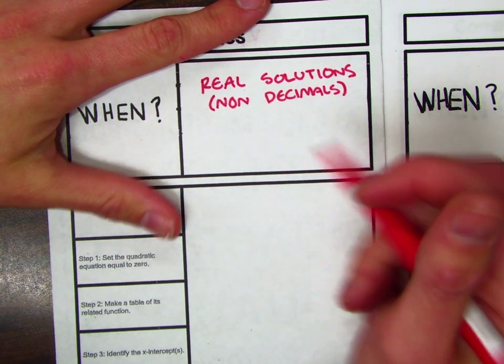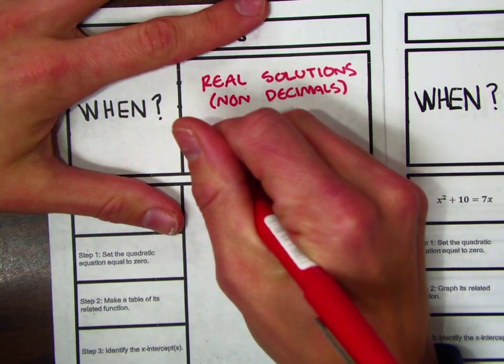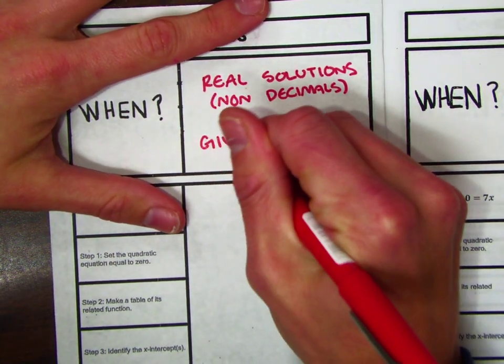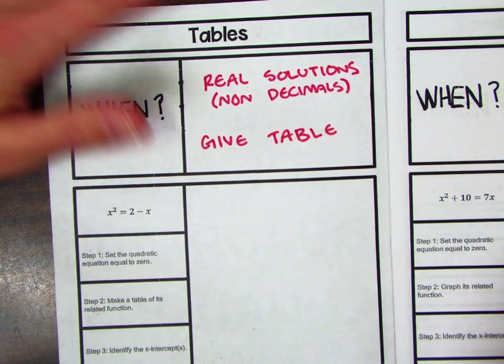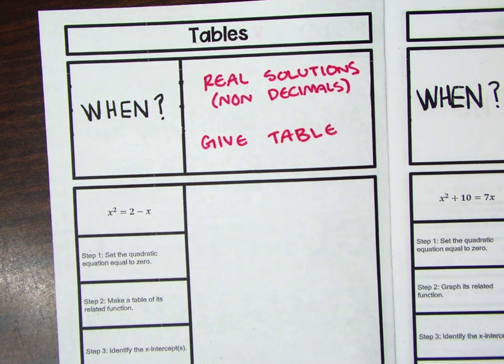And then another time when you're going to be using tables is if it gives you a table. All right, if it gives you a table, obviously we're going to solve this by the table. But really, those are the only two cases. So it doesn't happen often. All right, so you don't do tables often. All right, if they're real solutions and non-decimals, and also if it's given.